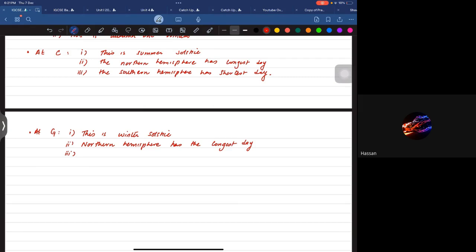and the southern hemisphere. Oh, I wrote wrong. It has to be shortest day. My bad. And southern hemisphere has the longest day. That's something you need to remember.